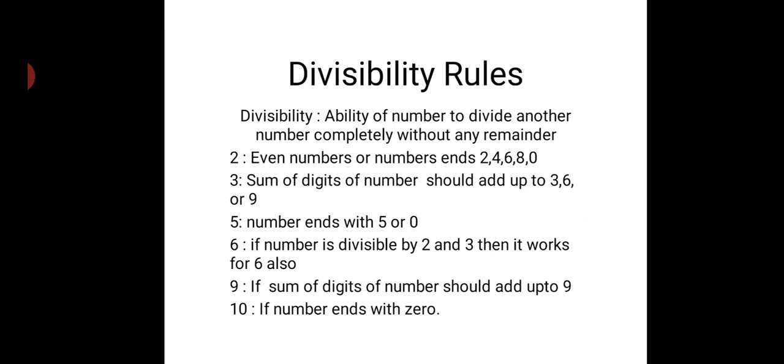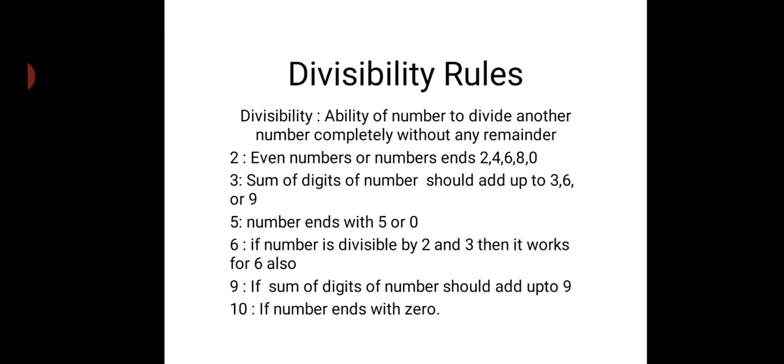Now the divisibility rule of 5. Any number which ends with 5 or 0, or has 5 or 0 in its ones place, is divisible by 5. Divisibility rule of 6: if a number is divisible by 2 as well as 3, or it follows the divisibility rules of 2 and 3, then it works for 6 also.